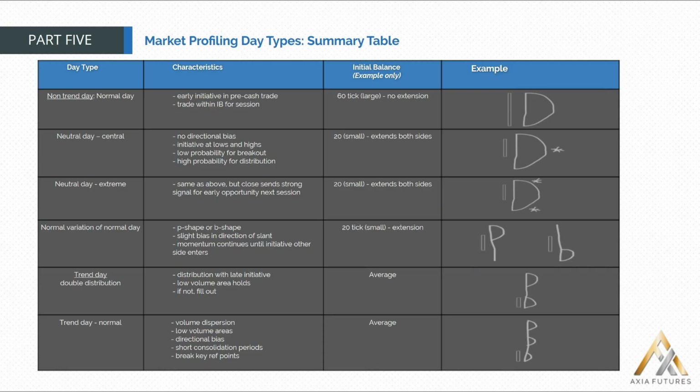And then with a trend day and a double distribution day, we tend to have average type ranges in the initial trade of the day or the initial balance. As you can see then, those are some of the examples of graphic depictions of what the day types might look like. The bars on the left represent the initial trade, and then how the profile might look over the period of the day.